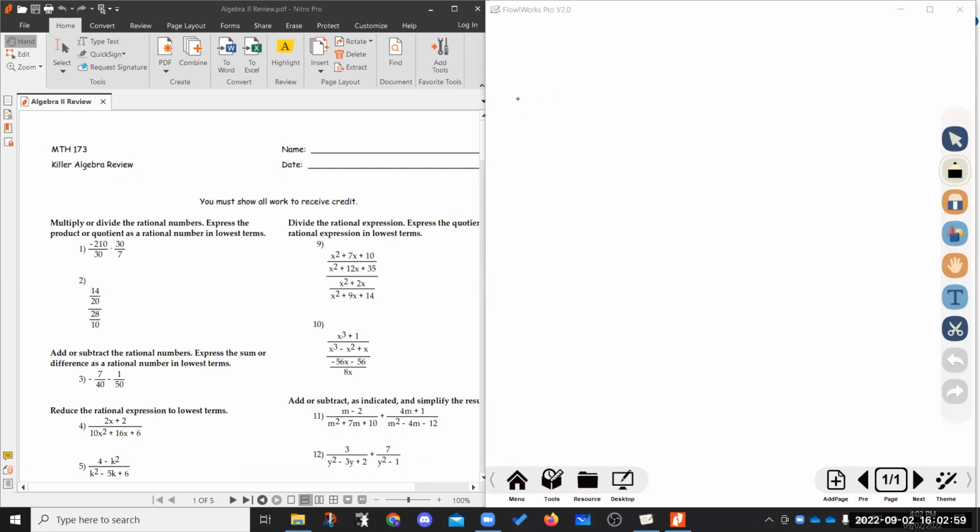The first problem, negative 210 over 30 times 30 over 7. The 30s will cancel to make a 1. 7 goes into 210 30 times. It's a negative divided by a positive, so remember, this is a negative. The answer is negative 30.